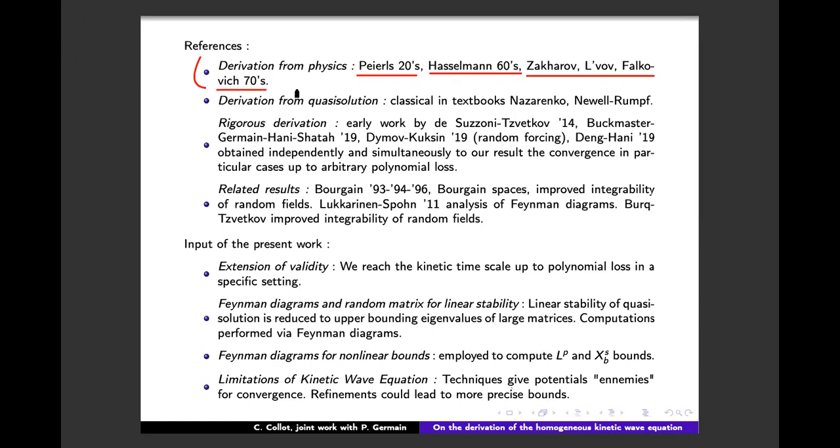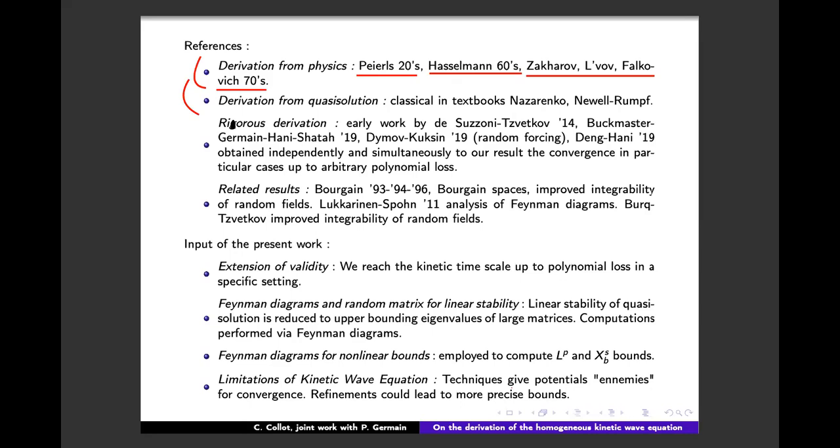And why are there so many people in so many different fields? It's because, you see, in fact, all that I need is that I have some linear Hamiltonian that I perturb by some nonlinear dynamics, which are of a smaller order. And if I add to that some randomness in my problem, maybe the nonlinear dynamics, I will see some effective equation capturing them statistically. So the derivation that I was presenting to you of the kinetic wave equation from quasi-solutions, you can find in classical textbooks on this field.